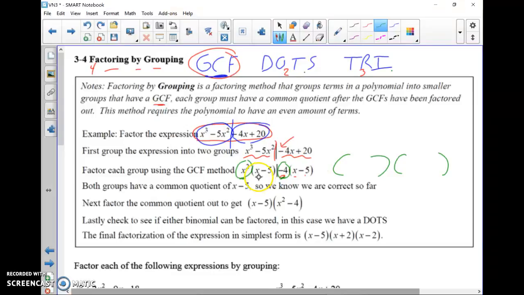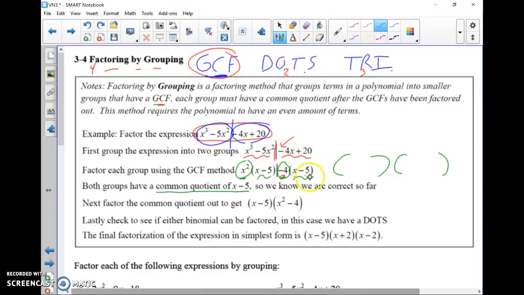And then what you may have noticed here already is, what was left over when we took out x squared was x minus 5. Well, what was left over when we took out negative 4 was also x minus 5. This is what's referred to as the common quotient. And that's not a coincidence. That actually happens every time. If you don't get the same thing when you take out the GCFs, if you don't end up with a common quotient, then something's wrong and you're making a mistake. So it's kind of nice that there's actually a built-in check into the method as you go.